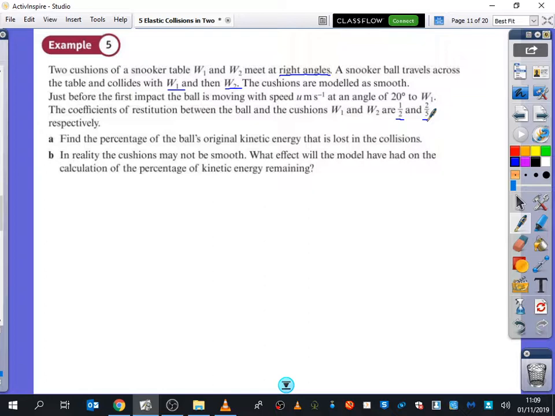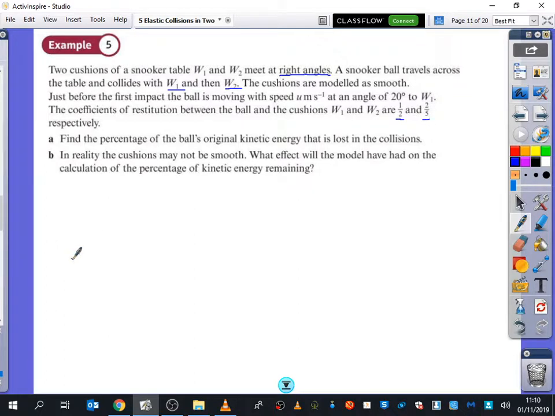So it wants us to find the percentage of the ball's original kinetic energy that is lost in the collisions. And then it says, in reality the cushions may not be smooth. What effect will the model have had on the calculation of the percentage of kinetic energy remaining? So we'll come and think about that one in just a second.